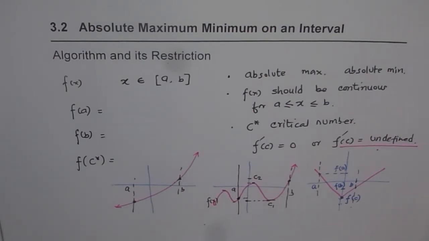Now we'll take up examples to solve and find out these critical numbers and then evaluate the value of the function on the boundaries and at the critical number to figure out absolute extrema. So when we use the term extrema, we mean both maximum or minimum. Okay, I hope you're ready for that. Let's go ahead and solve some problems to find absolute maximum and minimum values.